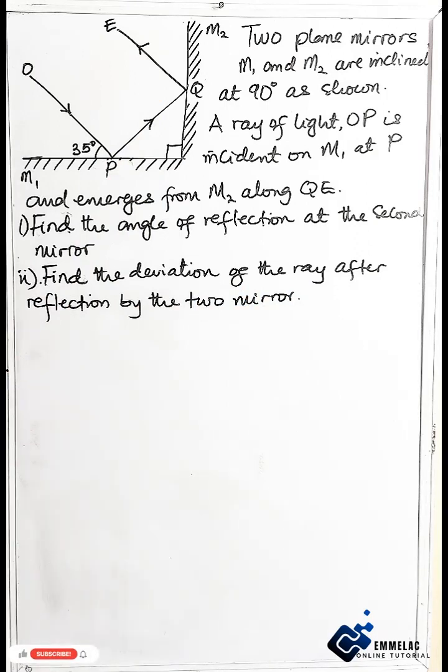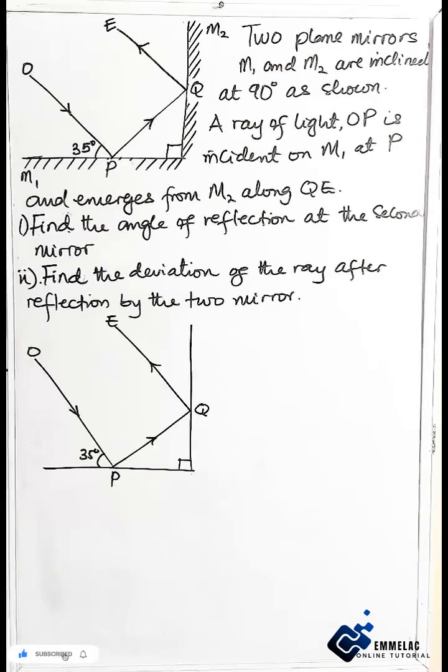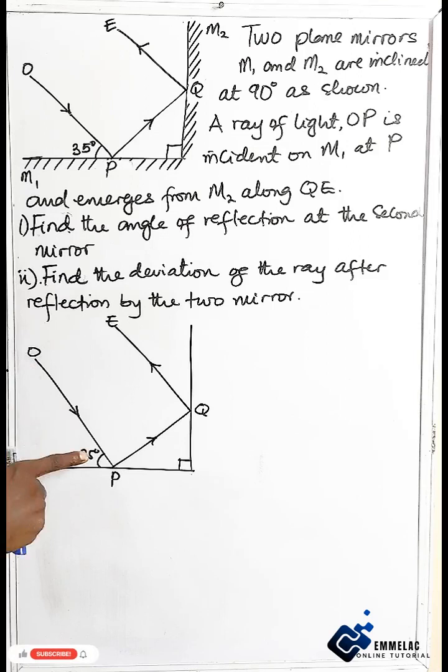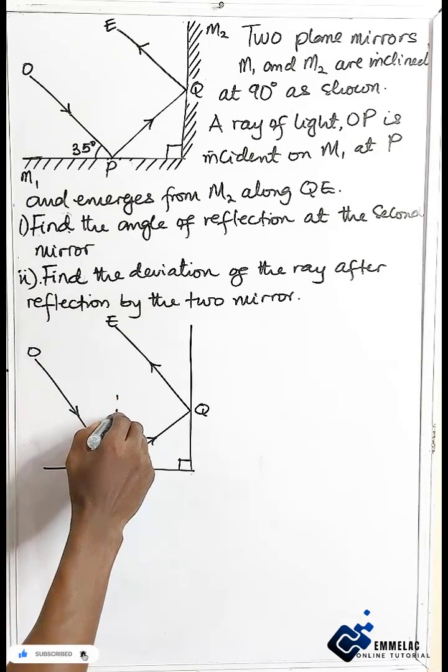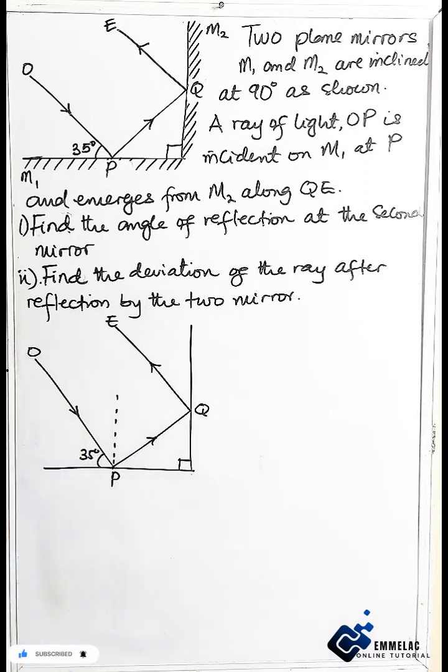Alright, first of all, I will redraw this diagram here for a better explanation. Now here's the diagram. Okay, now this is the ray of light, which means it actually came in here. Now this is the incident ray, and it strikes at P, then it implies that at this point is the normal. Okay, now let us recall that according to the law of reflection, the angle of incidence equals the angle of what? Reflection, right?